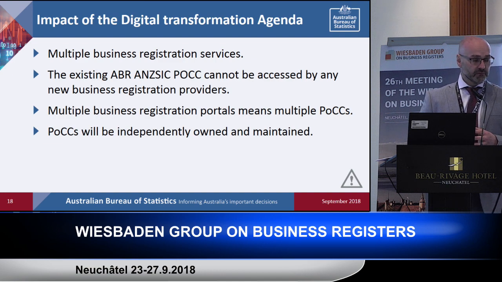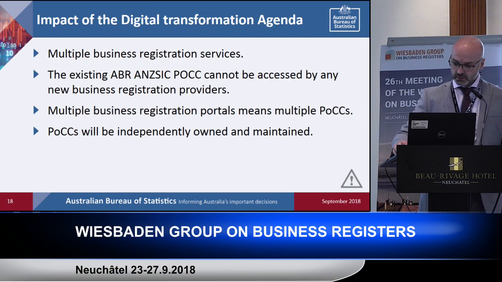The second problem we have is the existing point of contact coder that's owned by the Australian Business Register will not be available or accessible to these new registration services for some technical reason, or that's embedded within Australian Business Register systems and can't be accessed by anyone else. What it means is that the multiple business registration portals will have their own point of contact coders to service these portals. Each one of those POCs will be owned and maintained independently by business registration providers.